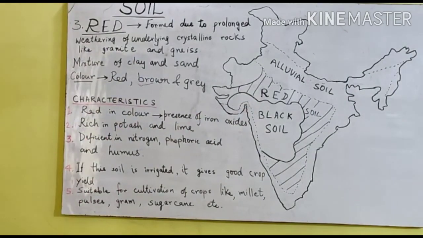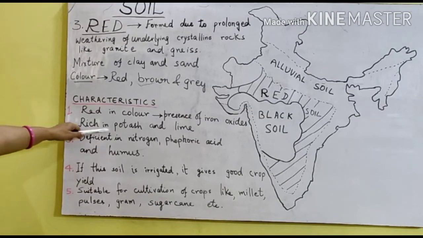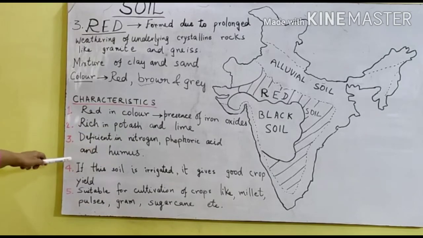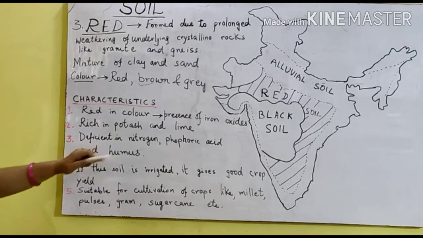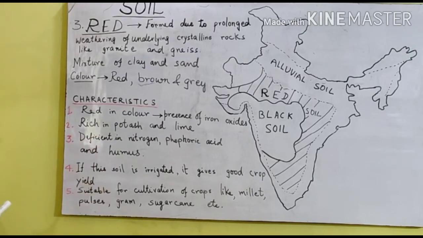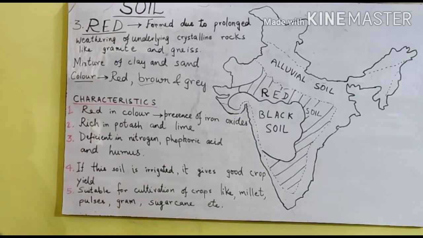Now let us see the characteristics of red soil. Red soil is red in color because of the presence of iron oxide. It is rich in potash and lime. But this soil is deficient in nitrogen, phosphoric acid and humus. But if it is irrigated well, meaning when irrigation facilities are given and a lot of water and organic matter is added to it, it gives a good crop yield.